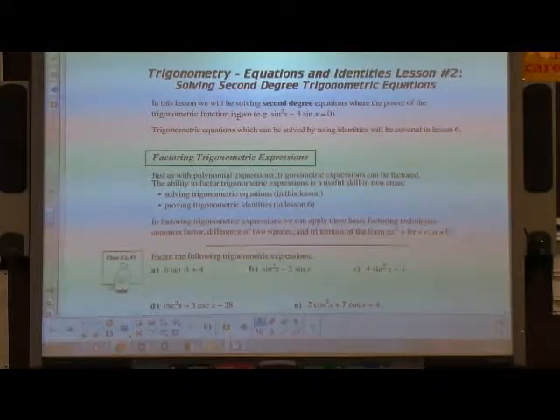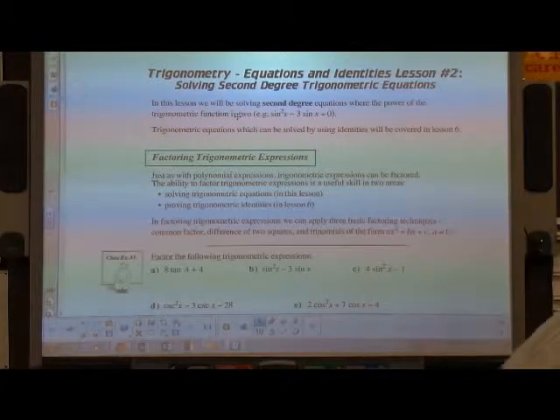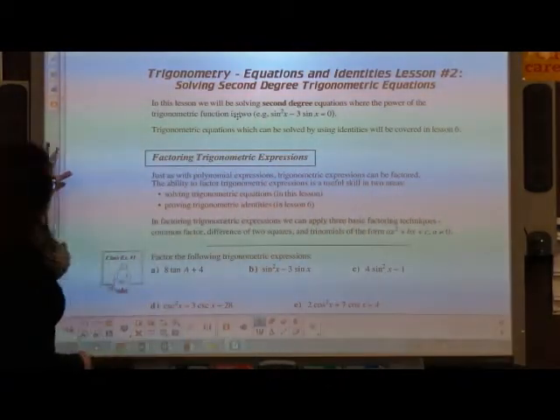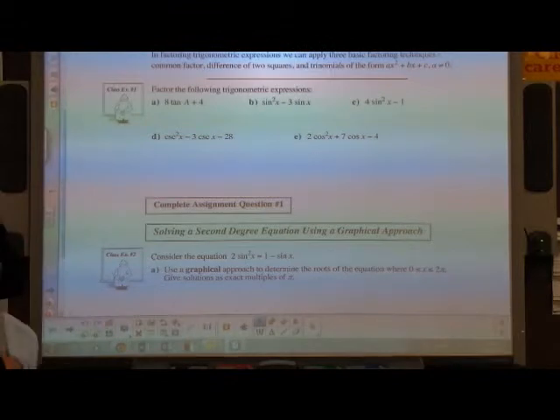Okay, lesson number 2 looks at solving second degree equations where the power of the trig function is 2, such as sine squared x minus 3 sine x equals 0. We can also solve these equations using identities, but we'll learn about that later on in the course. So the first part of this just looks and reviews the idea of factoring. Only instead of just factoring a quadratic that had a variable, you're now factoring a sine function or a cos function. So I'm going to jump straight into class example number 1.